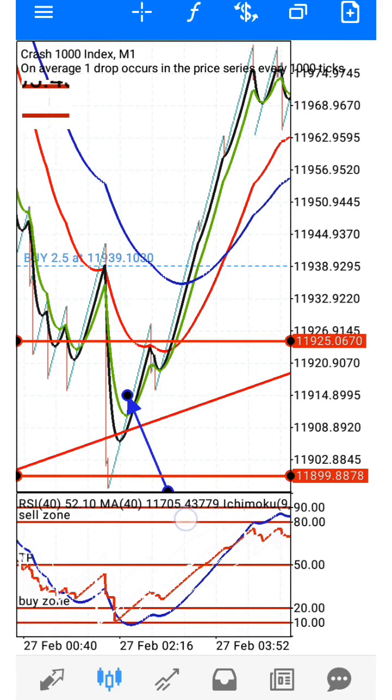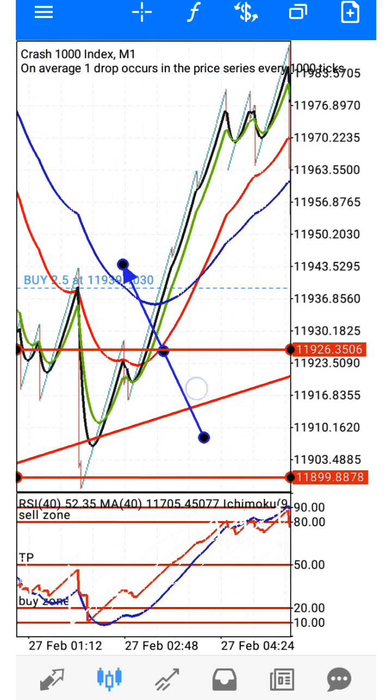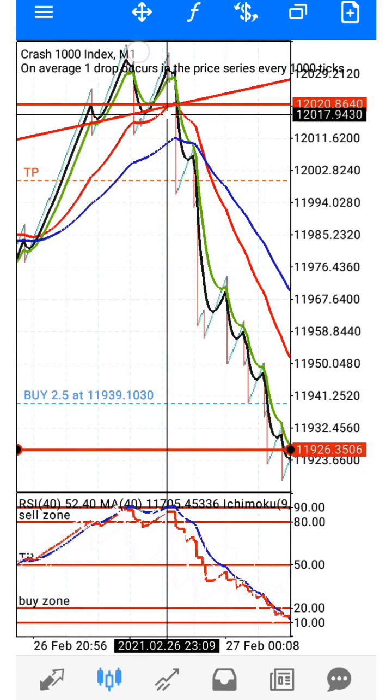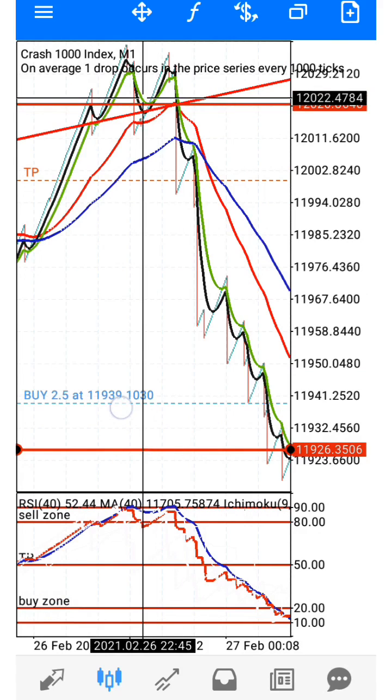So this is where the market meets a strong support level. So what happened? We buy our market here, and the market continues going up. But finally, the market spiked down, and this point we are seeing here was a spike that makes these two moving averages cross down.